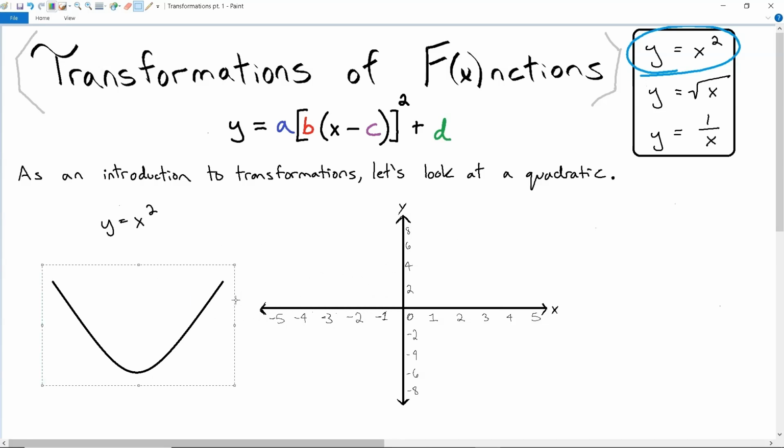What if I were to change the equation of y equals x squared? And if we look up here, I have four possible things that I could change. I could give it an a, b, c, or d value, and each one of those would change the graph in its own unique way. So let's actually start way over here with a d value. So instead of y equals x squared, let's do y equals x squared minus 2. And let's see how that would change the graph.